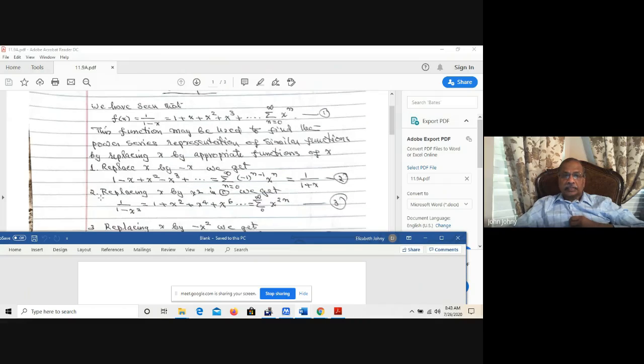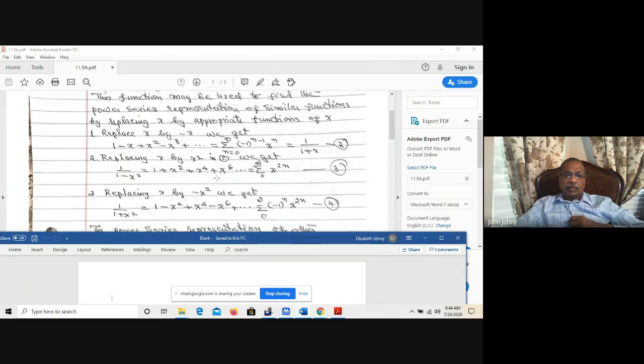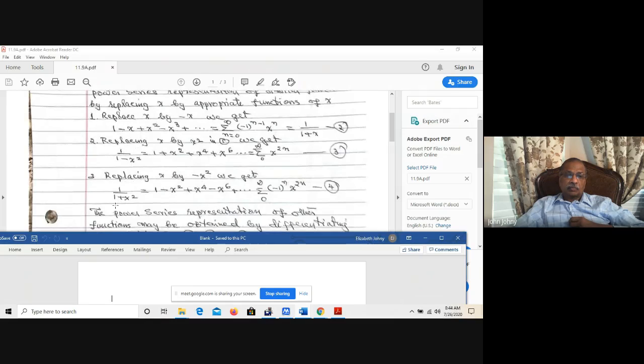Okay, replace x by x squared. We get 1 plus x squared plus x to the 4 plus x to the 6, etc., which is equal to 1 over 1 minus x squared, the same as sigma 0 to infinity of x to the power of 2n. Replacing x by -x squared, you get 1 over 1 plus x squared equal to 1 minus x squared, alternately positive and negative. Now 1 minus x squared plus x to the 4 minus x to the 6, etc. That is sigma 0 to infinity of (-1)^n x^(2n).